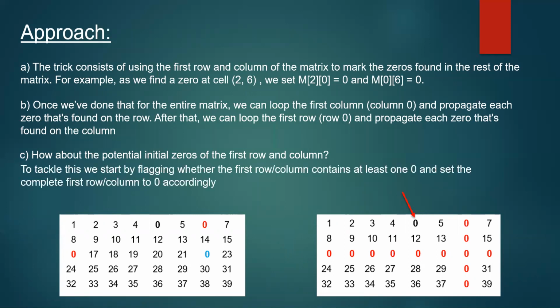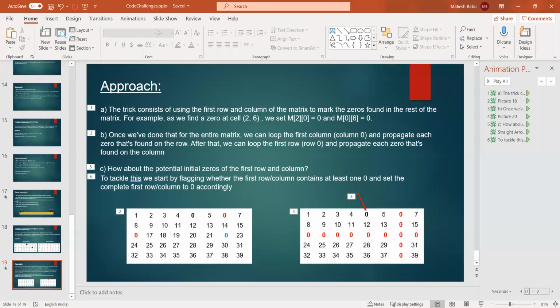We can tackle this by starting with flagging whether the first row or column contains at least one zero, and finally we will use this to set the complete first row and column to 0 accordingly. And we are going to set the flag at the very beginning, right? So this is how we are going to solve this problem. Now let's see this in terms of code.